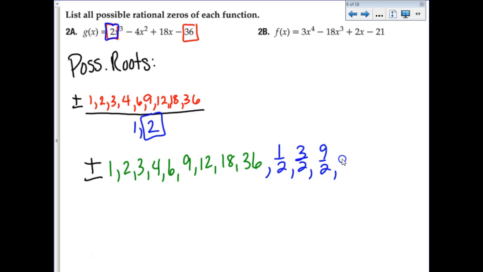18 over 2. Already listed. 16 over 2. 36 over 2. Jeez. No, it's already listed. So, see, that list didn't get as intensive as you were thinking originally, right? A lot of the things were already listed. That was super fun. Let's not do that anymore.